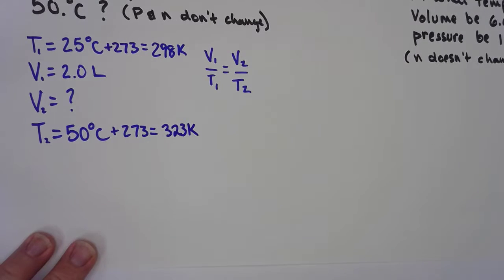Now there's a couple of ways you can do this. You can plug in the numbers and then rearrange and do the algebra, or you can do the algebra first and then plug in the numbers. I kind of like moving V's and T's better than I like moving 323s and 298s and all that stuff. So I like to do the algebra before I do the math, if that makes sense.